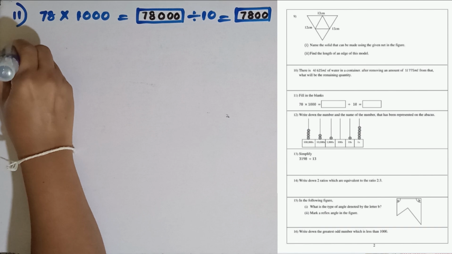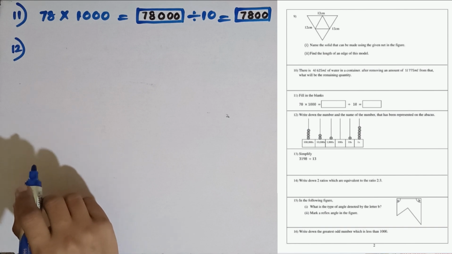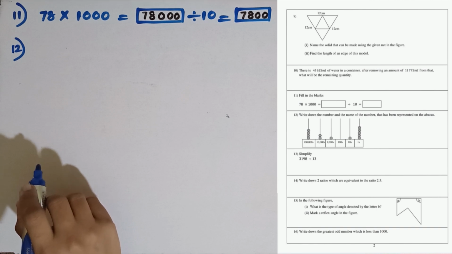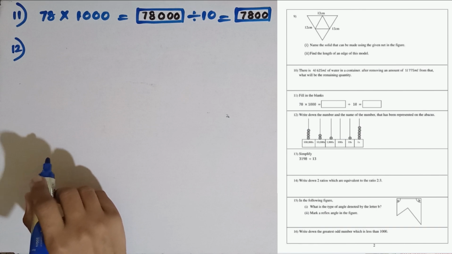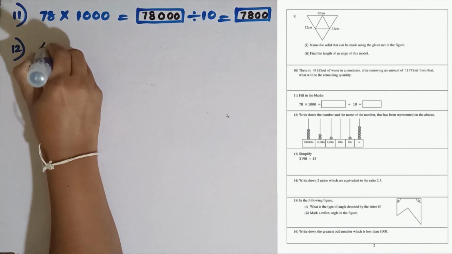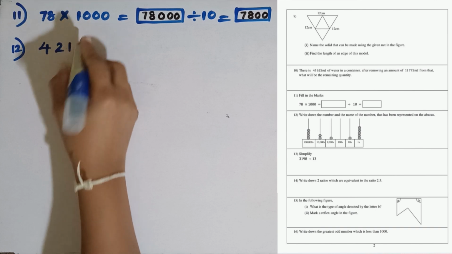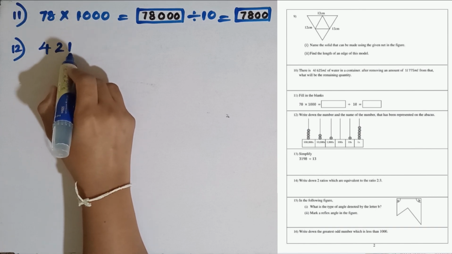Then question number 12. Write down the number and the name of the number that has been represented on the abacus. In the abacus, 100,000 rod, we have 4 counters. So 4. Then the next counter 2. Next one 1. Then we have to keep a small gap here.